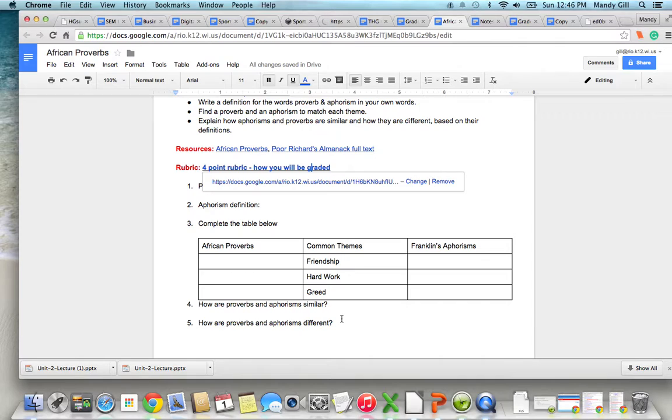So it's really important that these number 4 and 5, that these explanations are thorough, so I understand that you understand this concept. It's okay if you want to work with someone, but you each have to turn in your own assignment. So I would love to have you discussing this with one another. And if you find a really good proverb on friendship, maybe share it with someone else and say, okay, now can we match up one of Franklin's with this? And work together on figuring this out, but also complete your own work and explain things in your own words.